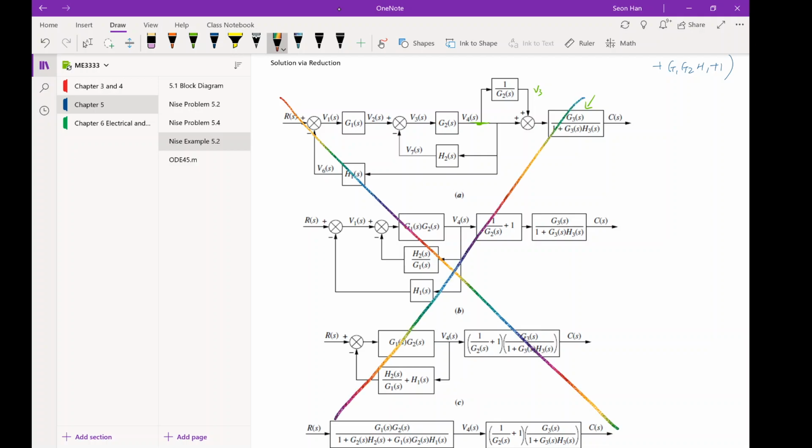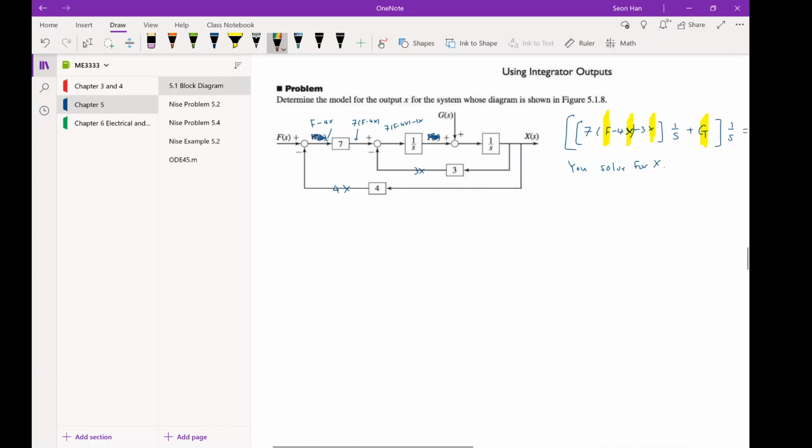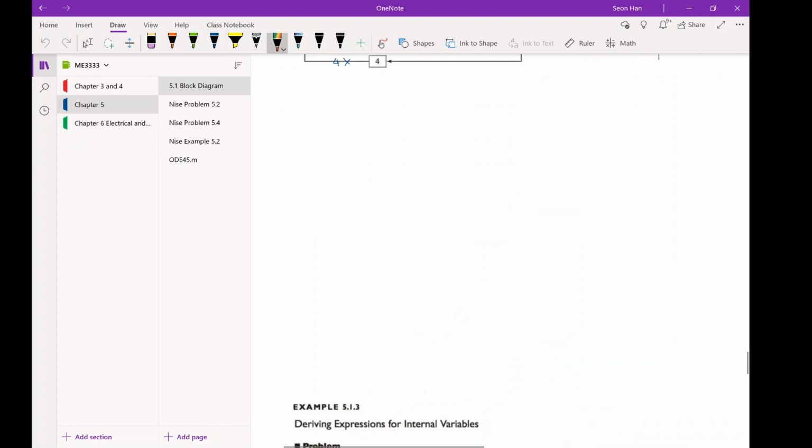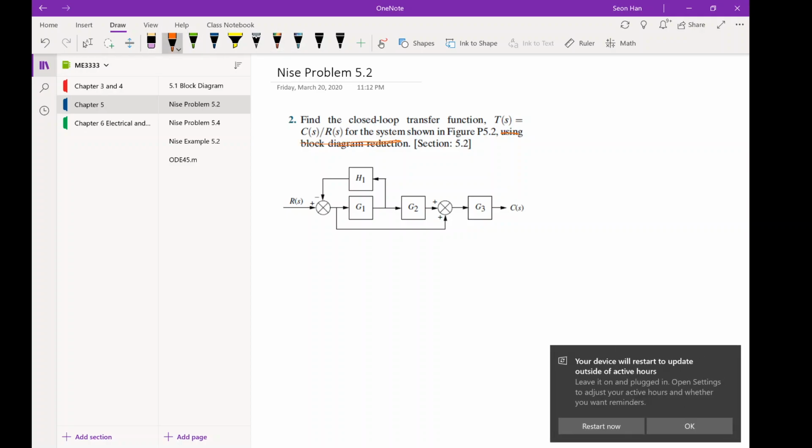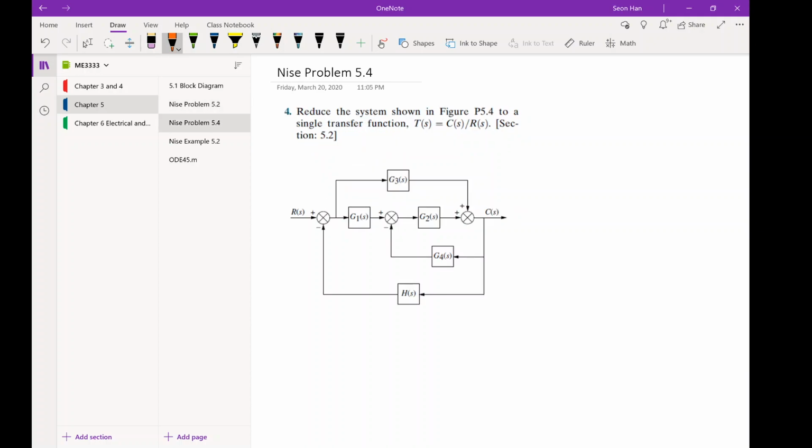For the block diagram, all you have to do is try problem 5.2 and 5.4. I think it says block diagram reduction. Let's just scratch that out. Just use algebra. And then problem 5.4.